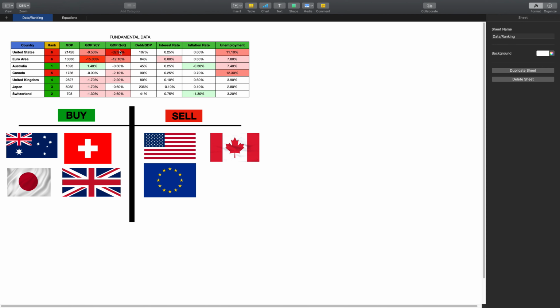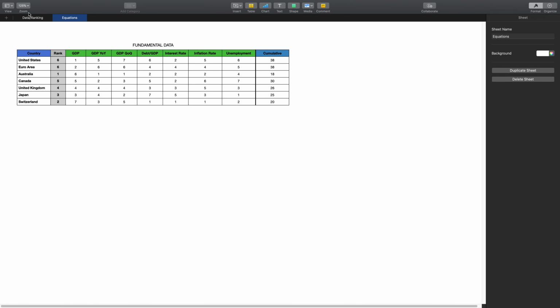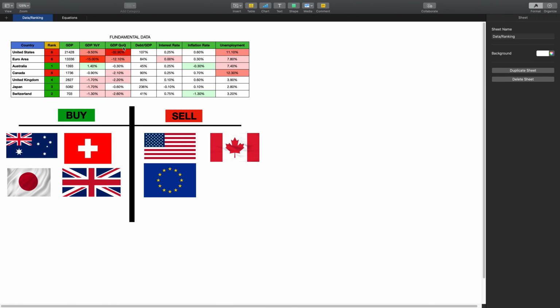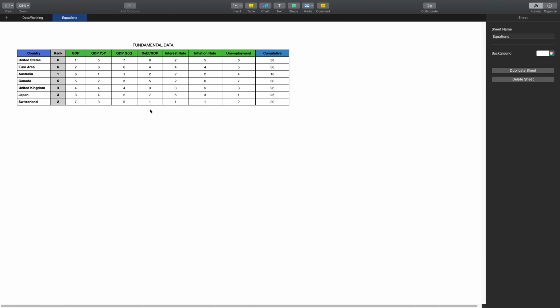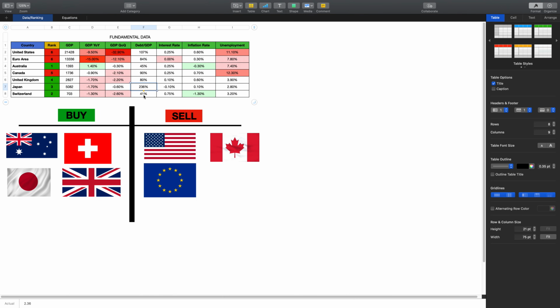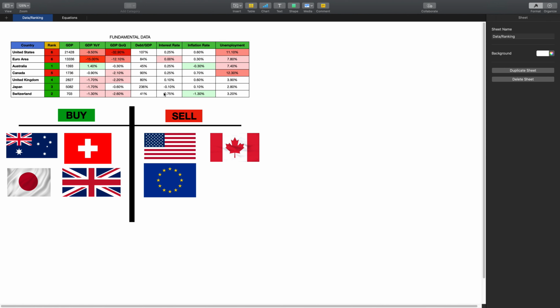Same thing with GDP quarter over quarter. Obviously, the higher the worst. United States killed it as the worst. They are number 7. Minus 32%. That's really bad. And then I have debt to GDP ratio. Japan obviously killing it. The worst. 236%. That's completely crazy. So Japan is the worst. Switzerland gets the number 1 ranked because they only have 41% debt to GDP.